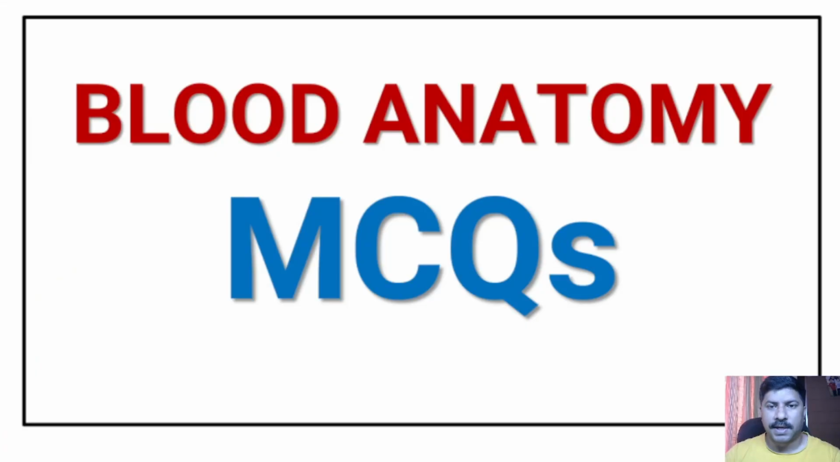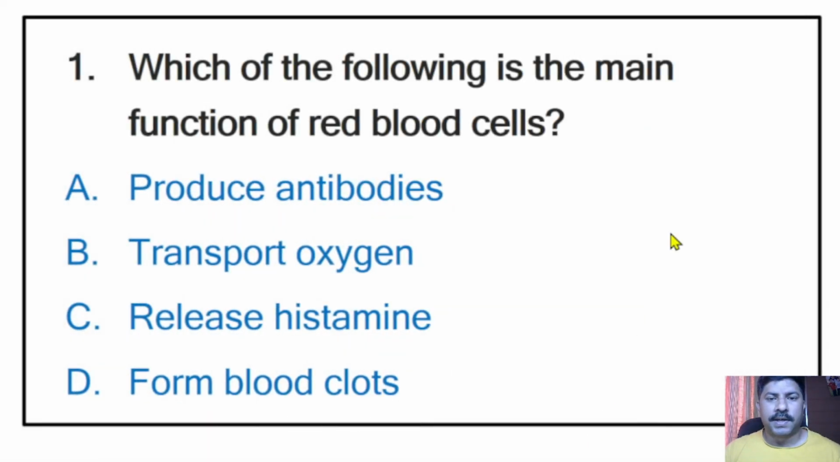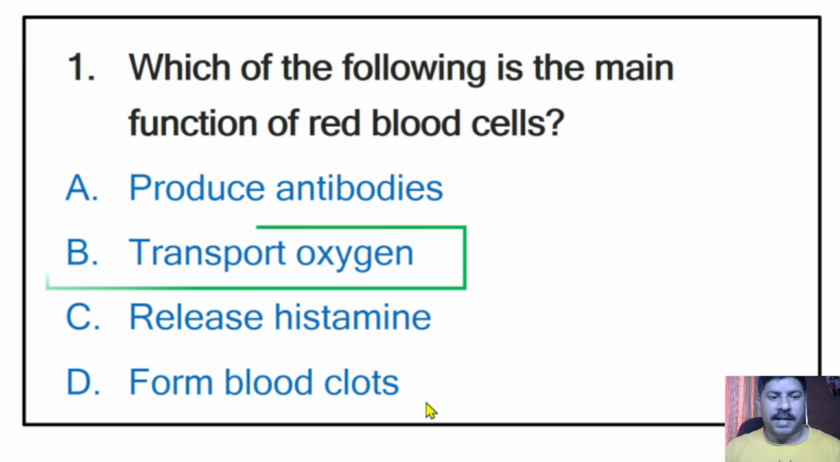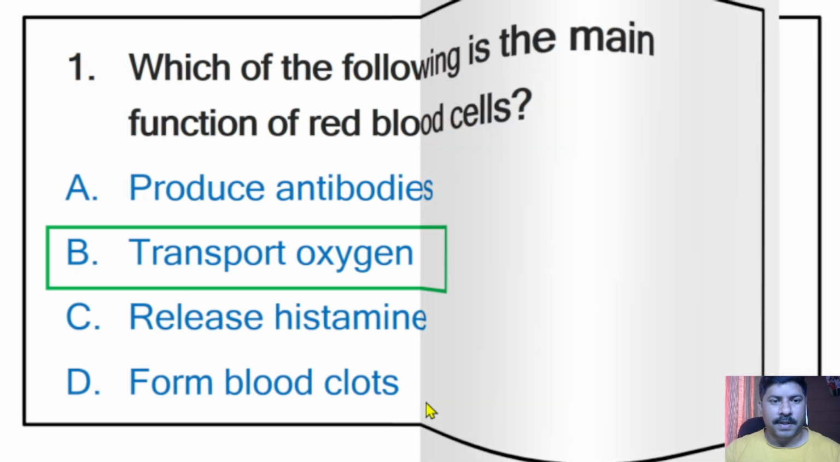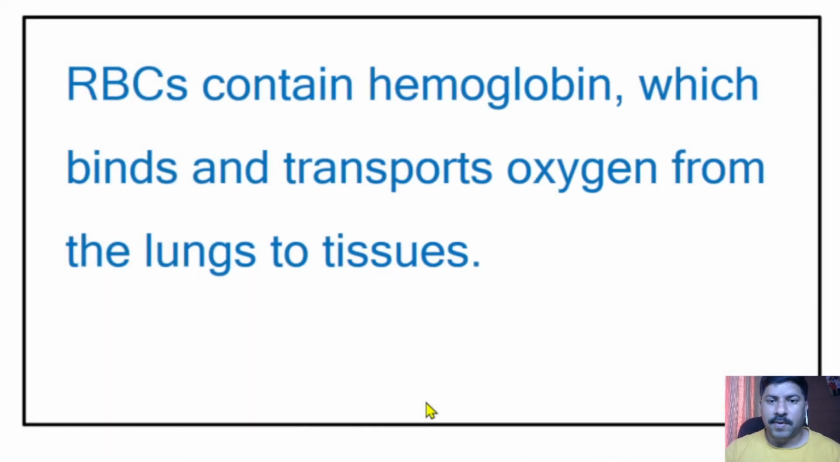Let's get started with part 1. Blood anatomy MCQs. We will move to the first question. Which of the following is the main function of red blood cells? Produce antibodies, transport oxygen, release histamine, form blood clots. These are easy questions, so I will move a little faster here. Correct answer, transport oxygen. RBCs contain hemoglobin, which binds and transports oxygen from the lungs to tissues.